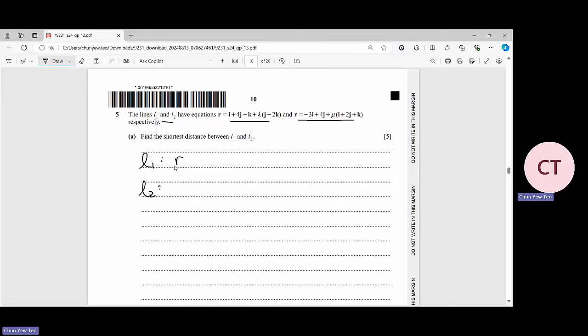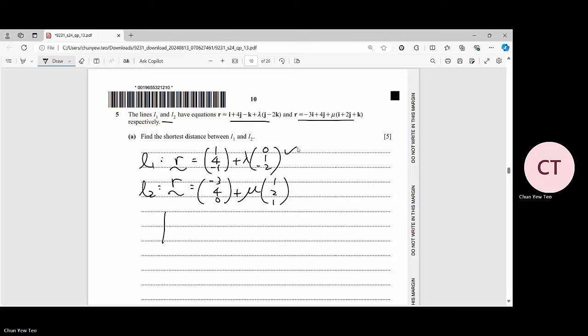I usually use the matrix form. It will be (1, 4, negative 1) plus lambda of (0, 1, negative 2). My L2 will look like this: (negative 3, 4, 0) plus mu of (1, 2, 1). They want you to find the shortest distance between L1 and L2. So what you need to do here is, first of all, you take these two direction vectors and you cross them.